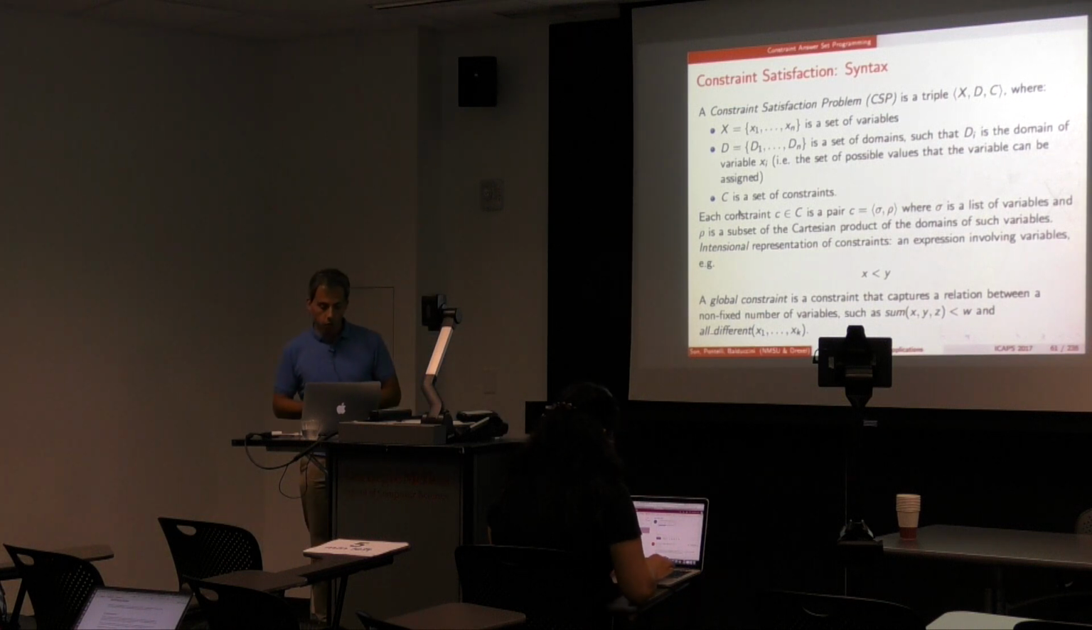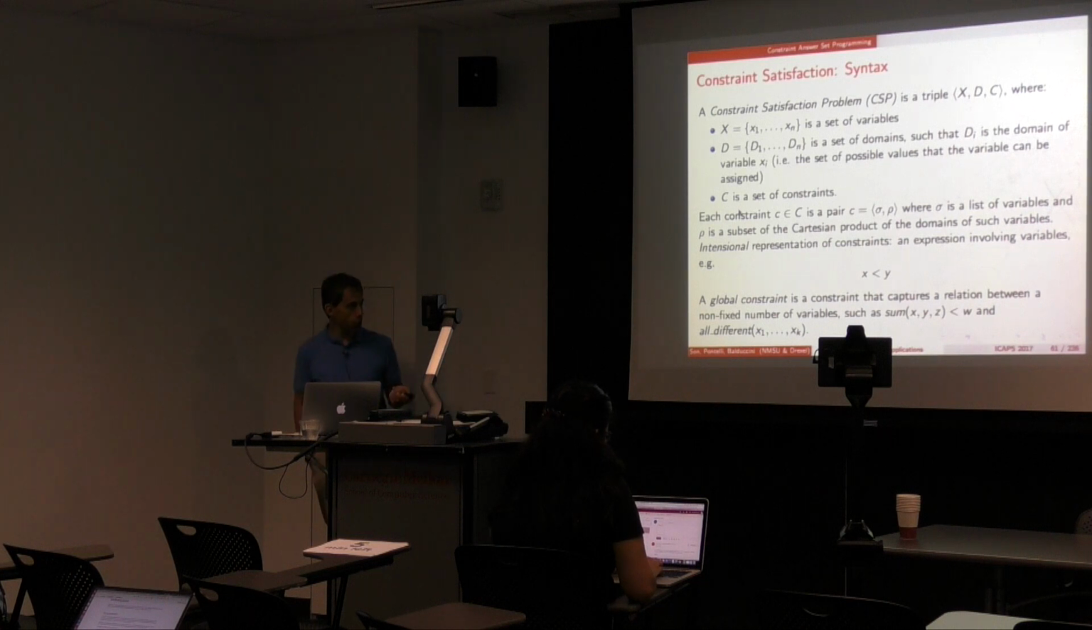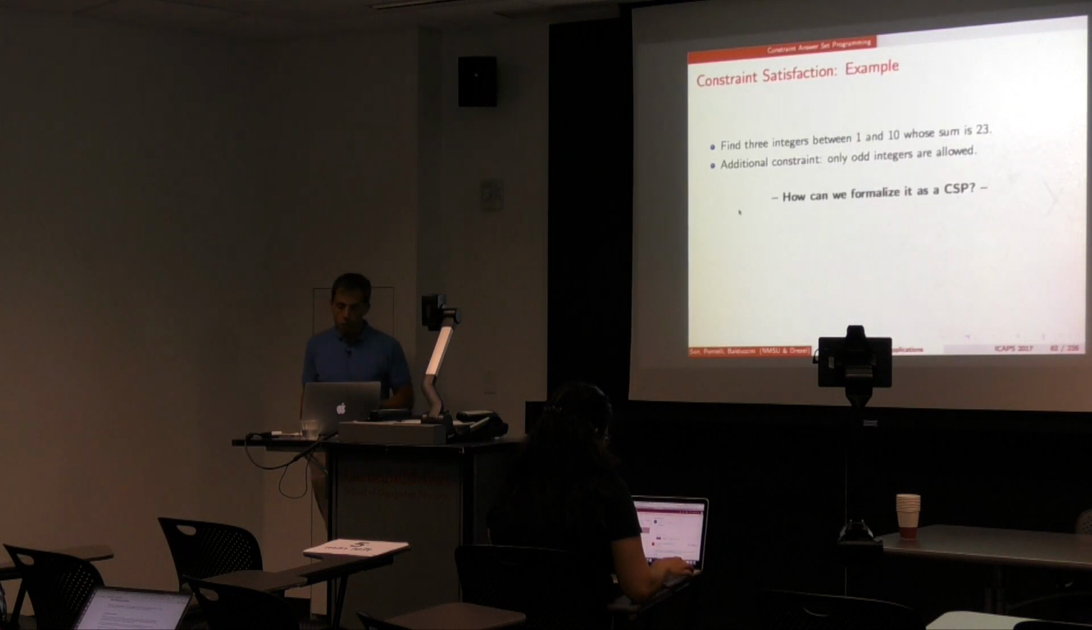So there's another kind of constraints which we consider in constraint satisfaction, which we call global constraints. Global constraints capture relations between a non-fixed number of variables, and we'll look at a few later. The simple one that we can focus on for now is the sum global constraint. So we're saying the sum of whatever number of variables listed here must be less than, say, just for sake of example, some value w. So here the number of variables is not fixed.